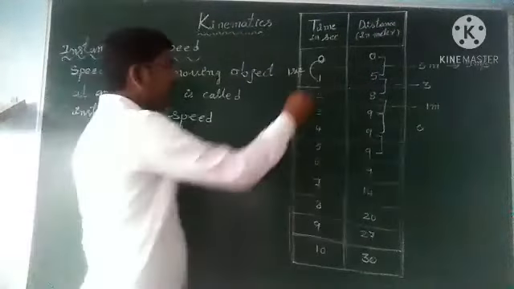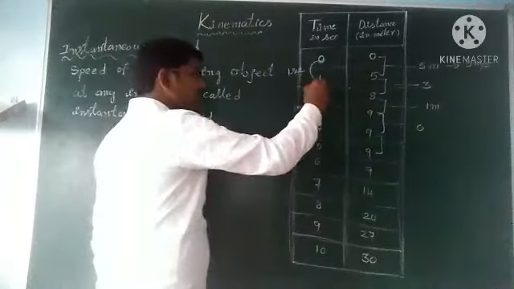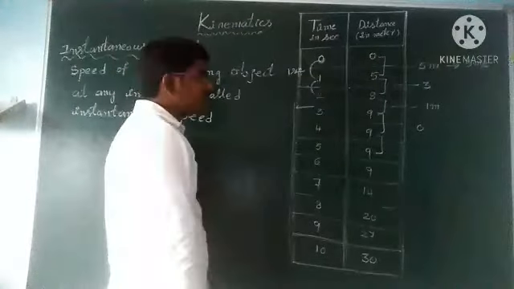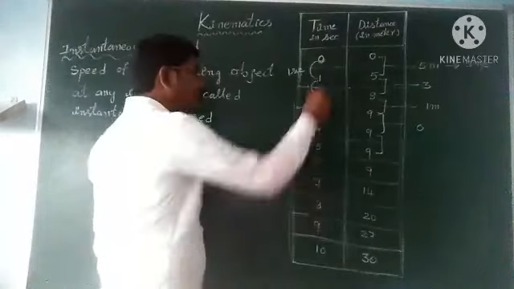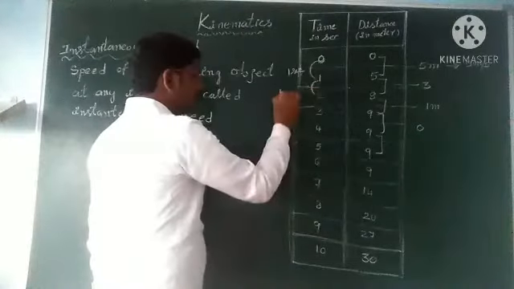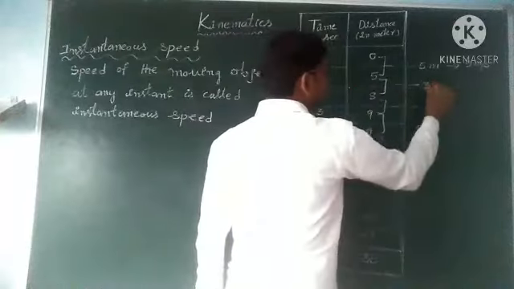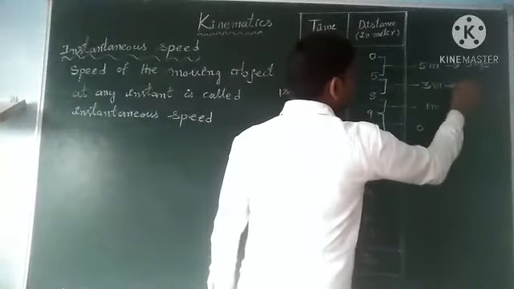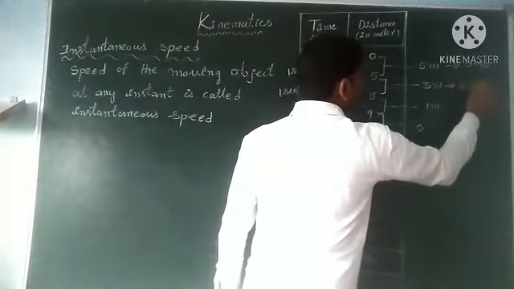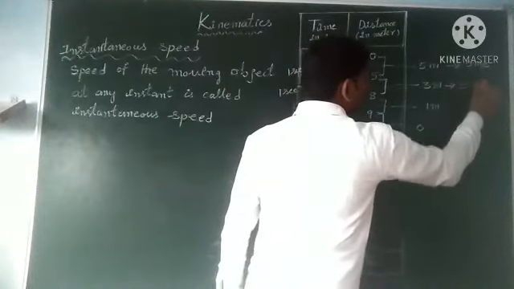And similarly, the speed in the next 1 second, that is, in the second second also you can call. So that is 1 to 2, that is again 1 second, and the speed is 3 meters. So you can write 3 meters per second.